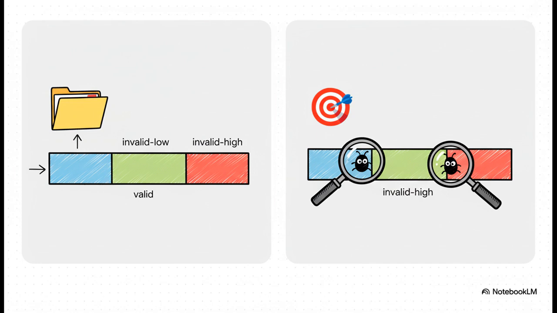So for a field that takes numbers from 1 to 1,000, they won't test 500. They'll test 0, 1, 1,000, and 1,001. The values right on and just outside the boundary. Why? Because that's where the code is making a critical decision, and a tiny logic error there is all it takes for the whole thing to break.